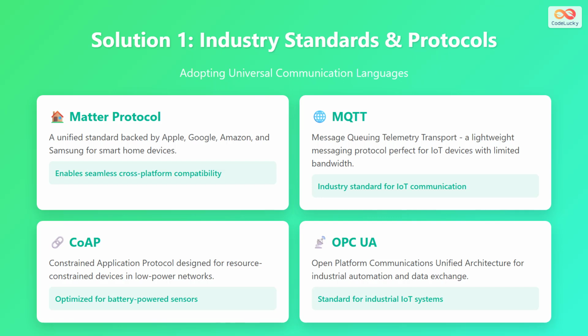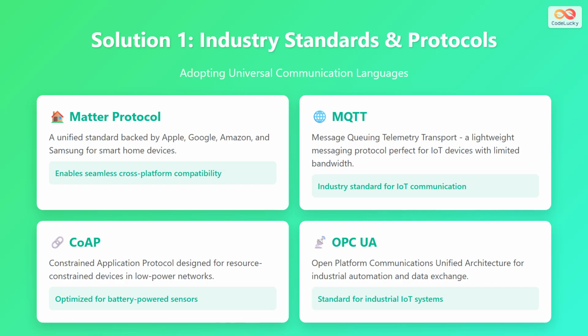First, the Matter protocol. Matter is a game changer in the smart home space. It's a unified standard backed by technology giants including Apple, Google, Amazon, and Samsung. Matter enables seamless cross-platform compatibility, meaning your Apple HomeKit devices can communicate directly with your Google Home devices and your Amazon Alexa devices. This collaboration between competitors represents a major shift toward true interoperability.